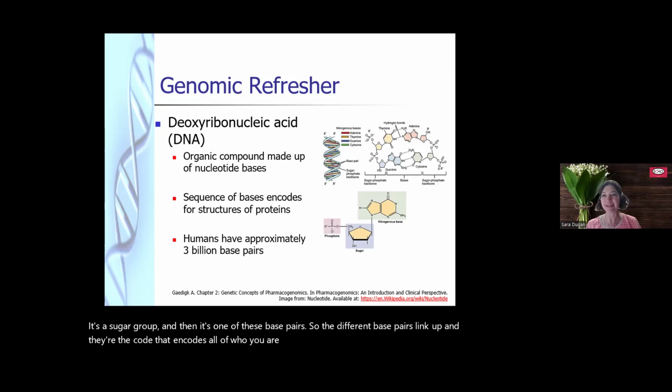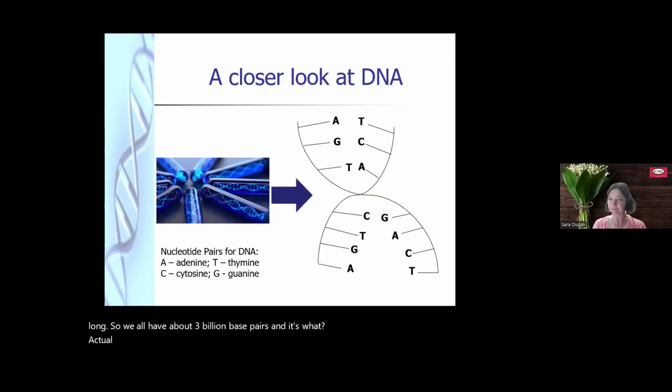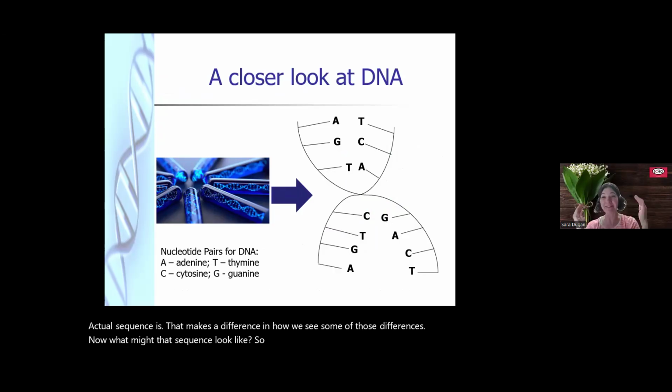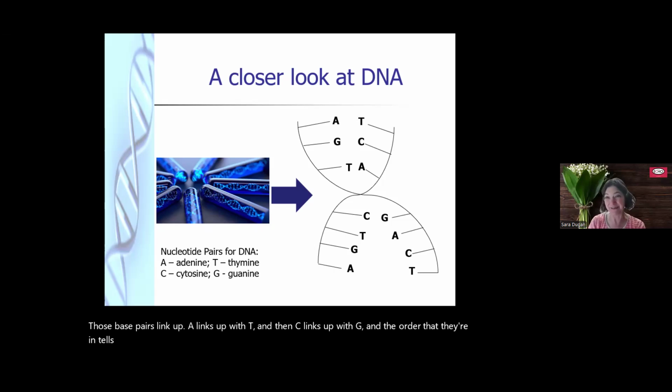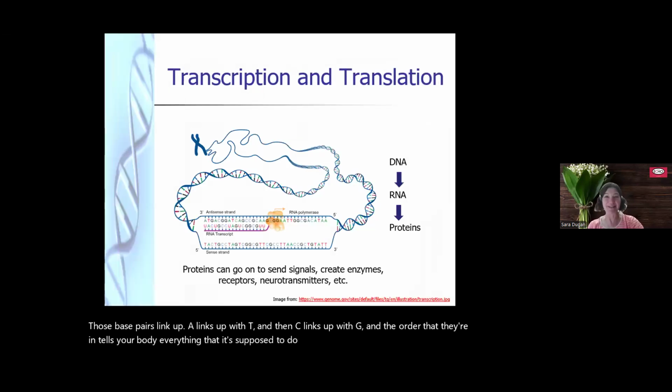For context, the DNA that you have in your body, if it was stretched out, would be approximately 6 feet long. We all have about 3 billion base pairs, and it's the actual sequence that makes a difference in how we see some of those differences. Now, what might that sequence look like? This is just trying to zoom in a little bit. Those base pairs link up: A links up with T, and C links up with G. The order that they're in tells your body everything that it's supposed to do. It is the massive instruction code.